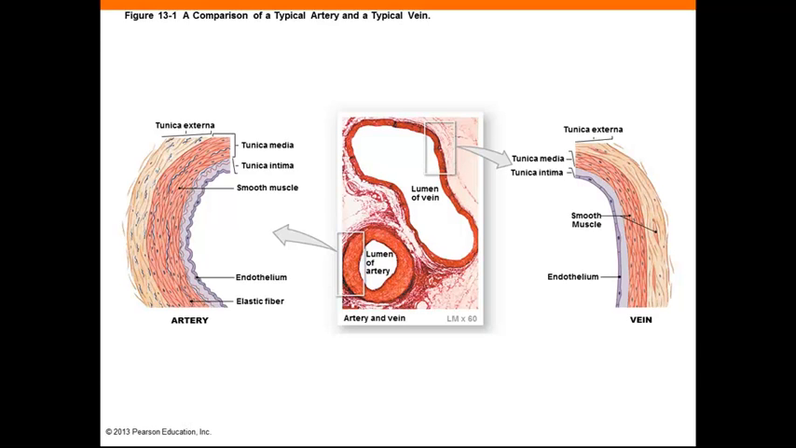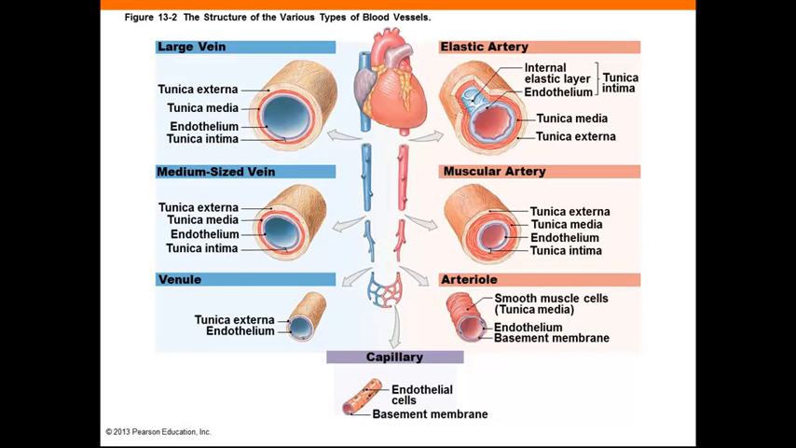Note the difference in the artery and the vein wall. We have a thickness characteristic of arteries, and this allows arteries to resist the pressure that's generated by the heart on the blood. In traveling from the heart to the capillaries, blood passes through three different types of arteries.